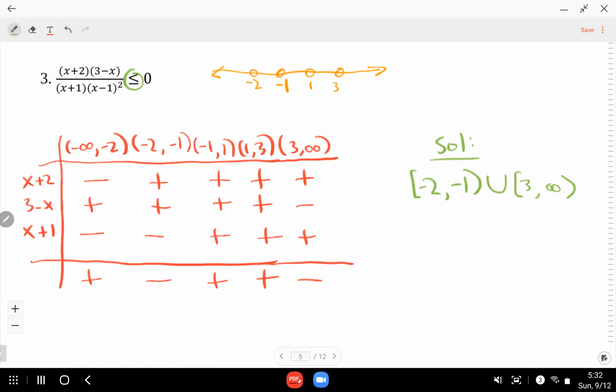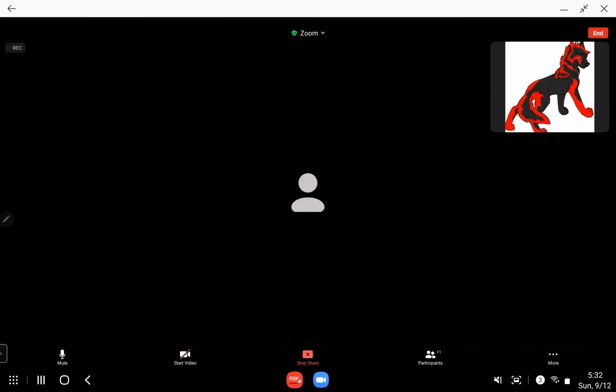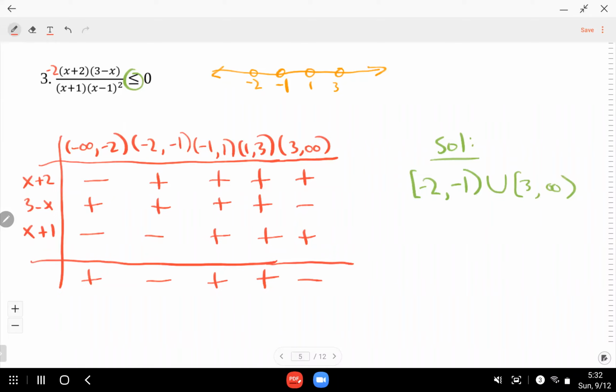Now, let me give you a problem. What if you were to add a -2 here? If you were to add a -2 on the numerator, would you have to add the -2 as a factor? Can anybody answer this? If you had a -2 on the numerator, multiplying everything, would you have to add it as a factor?